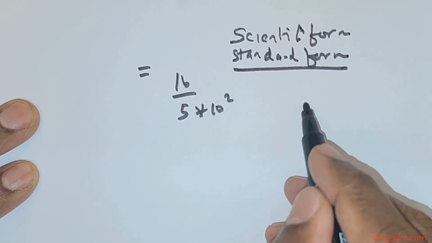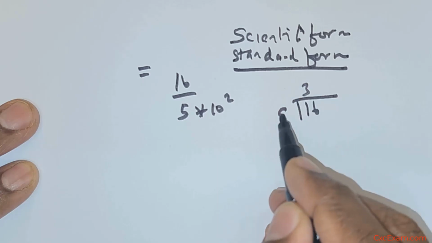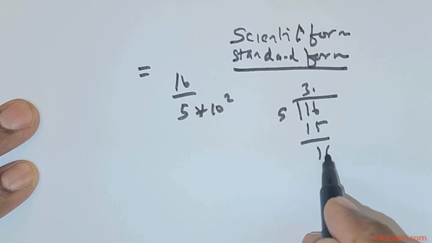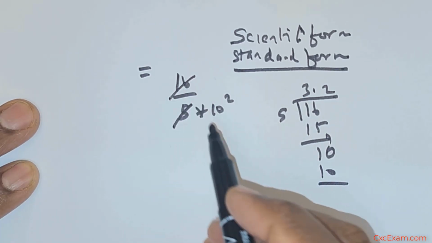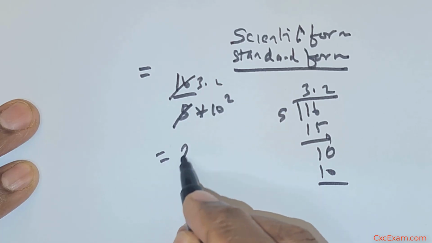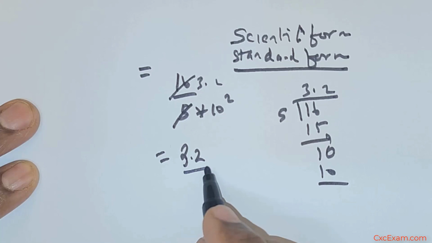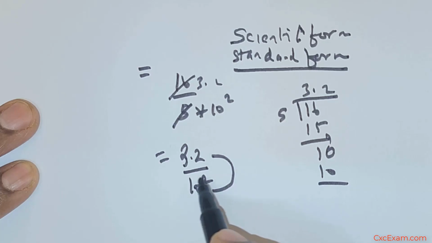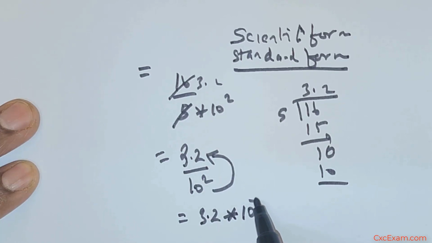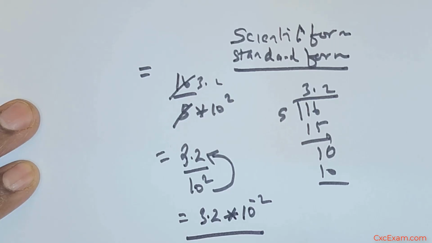Now what I'm going to do is divide 16 by 5. So 5 times 3 is 15. I get 1, place a decimal, add a 0. 5 times 2 is 10. So 5 can divide 16 3.2 times. So I have a quantity like this, 3.2 over 10 raised to the power of 2. Now I'm going to move this 10 raised to the power of 2 to the numerator, so I get 3.2 multiplied with 10. When the positive exponent goes to the numerator, it becomes negative. So this is going to be the solution for the question.